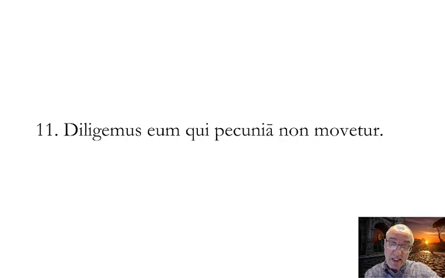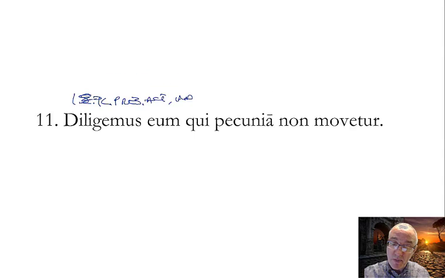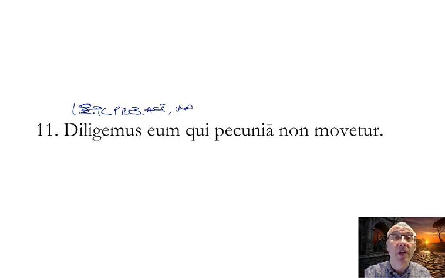Number 11. Diligimus eum qui pecunia non movetur. We value, we esteem, first person plural, present active indicative. We esteem him who is not moved by money. We value him who is not moved by money.